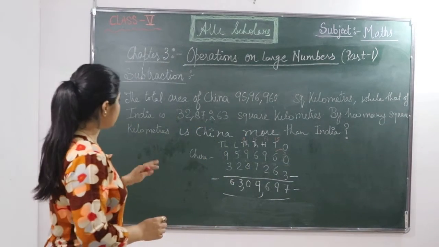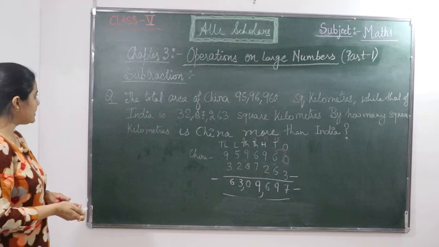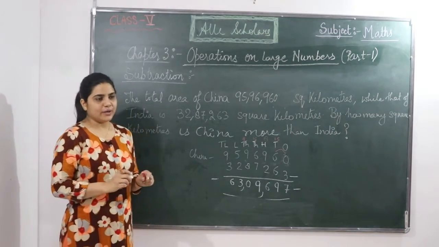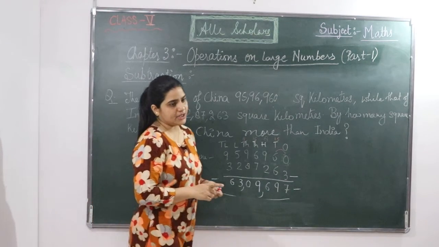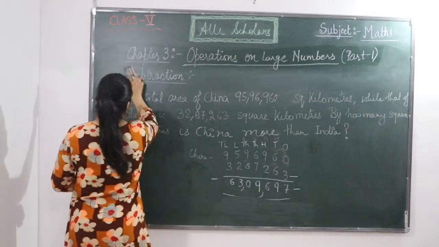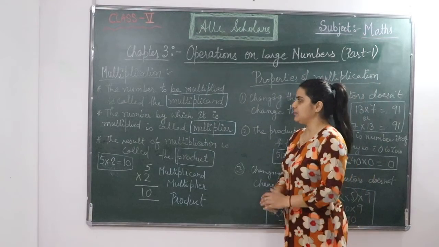Okay, so like this you can do subtraction. From one number to another you can subtract. Addition we have already seen how we can do. This was for subtraction. Next let's see how we can do multiplication. So after addition and subtraction, let's see multiplication.